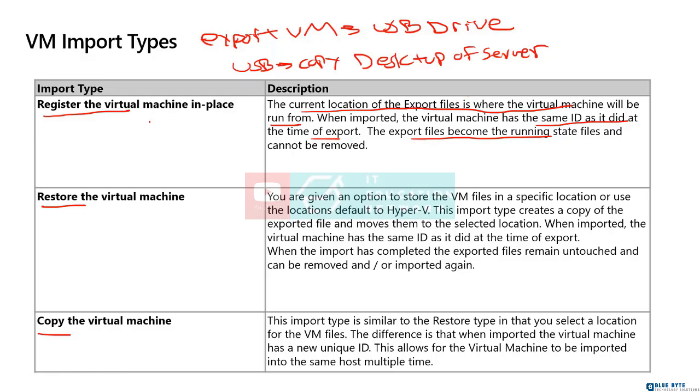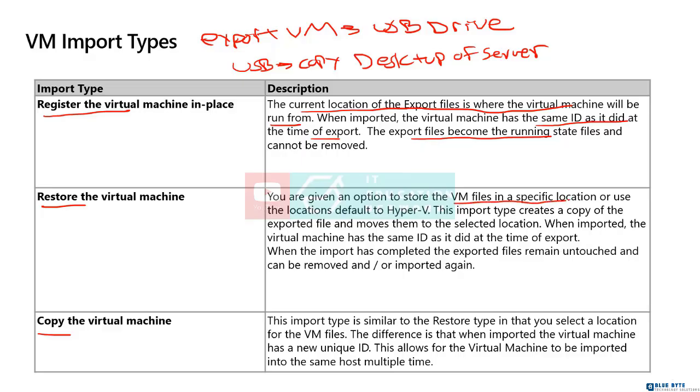Well, if you click register, it's going to work. But what it's going to do is register the machine, and it's going to take that folder on your desktop and set it as the location. Once you do that, you cannot move the folder, you cannot delete the folder, so you'd never want it on your desktop.